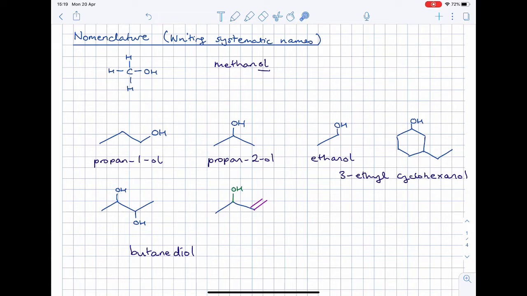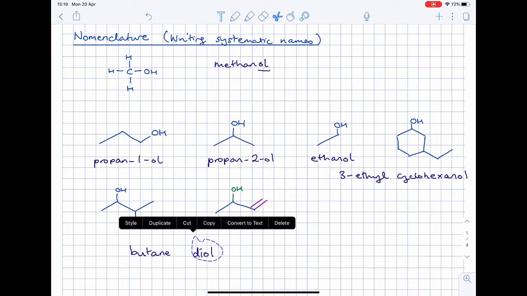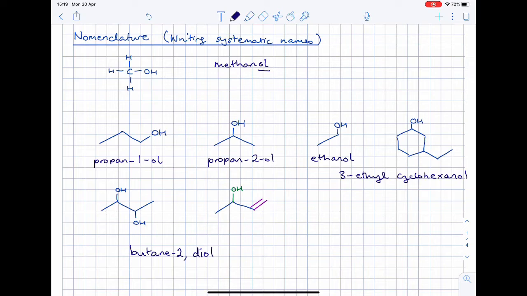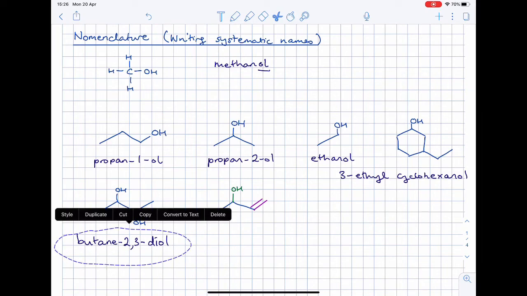Then we put the position numbers of where the hydroxyl groups are, which are positions 2 and 3. So if we count this direction, this is 2, this is 3. If we count this direction, this is 2, this is 3. So it doesn't matter which way we count. So we put a dash to separate a letter and number, a comma to separate 2 numbers, and then a dash again to separate a number and letter. So this is butane-2,3-diol.